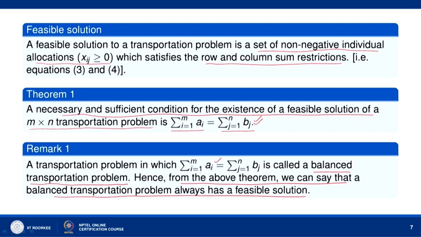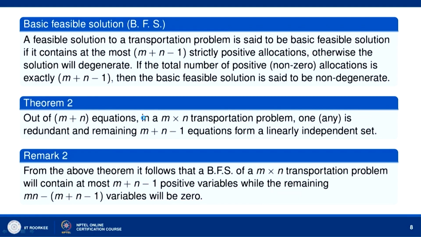So, in the transportation problem, if the total quantity of product available is equal to the total quantity of product that is required, then such a transportation problem is called a balanced transportation problem, and it will always have a feasible solution, that is guaranteed by this theorem 1. Now, a feasible solution to a transportation problem is said to be a basic feasible solution if it contains at the most m plus n minus 1 strictly positive allocations.